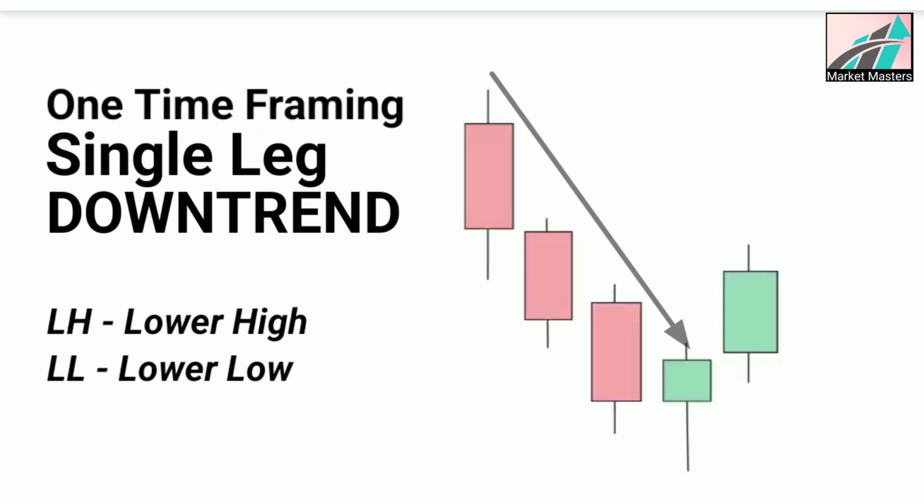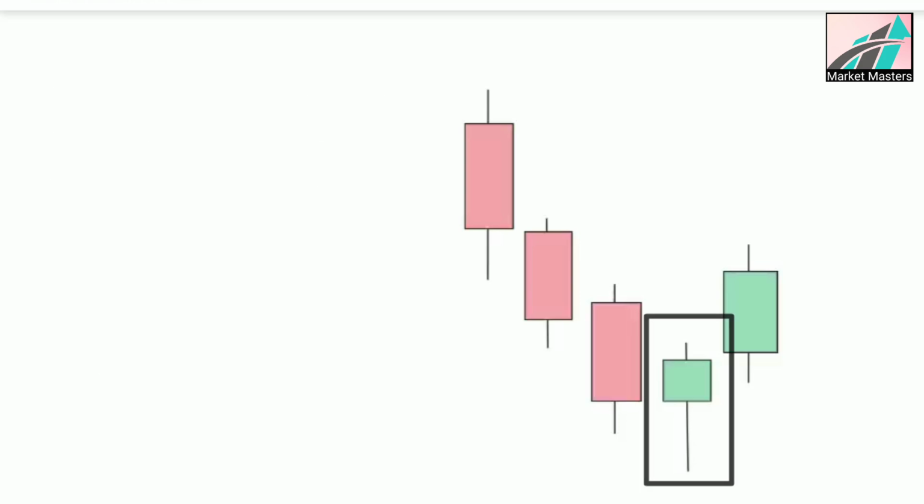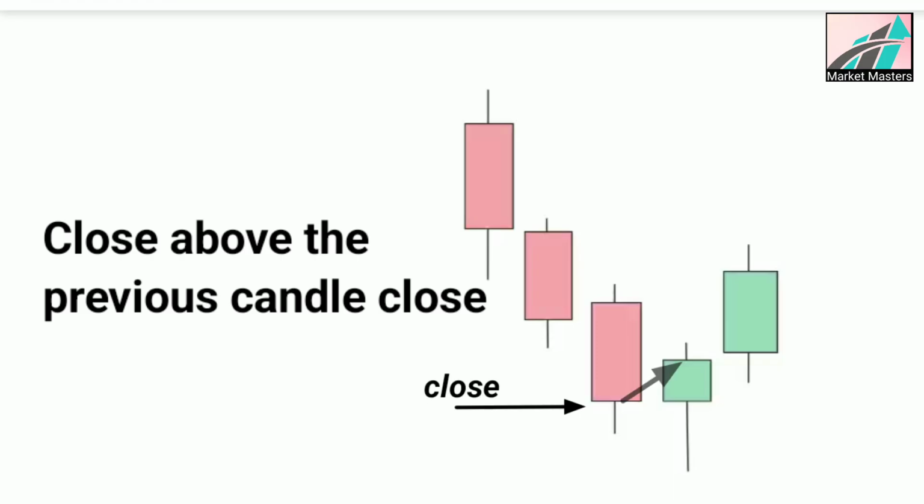I hope you understand why I am calling this a one-time framing single leg downtrend. If it's not clear yet, feel free to rewind and watch the explanation again. Look at the last green hammer candle. It still remains the lower low and lower high structure, but it closes above the previous candle's close. Unlike the earlier candles, this one stops pushing lower and finishes stronger, closing above the previous close.